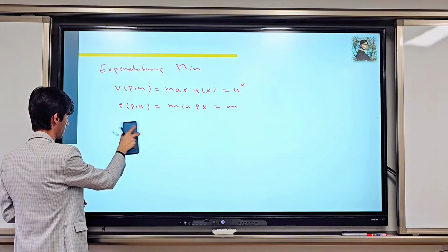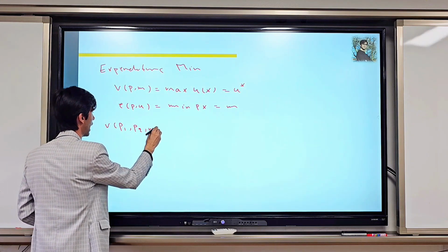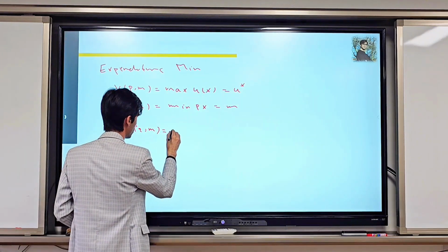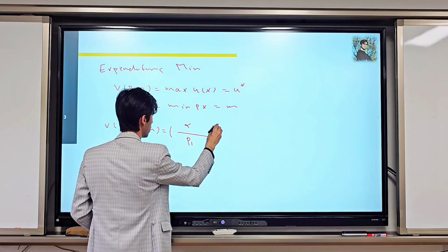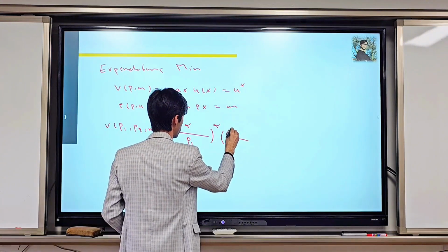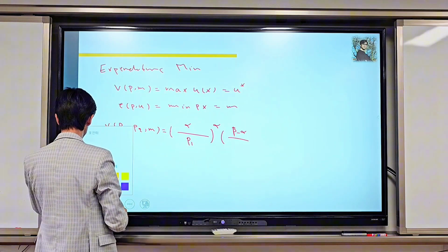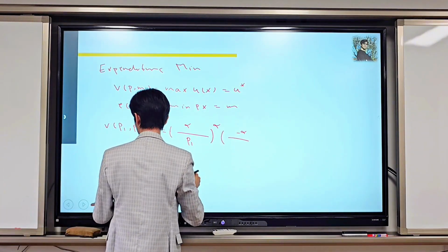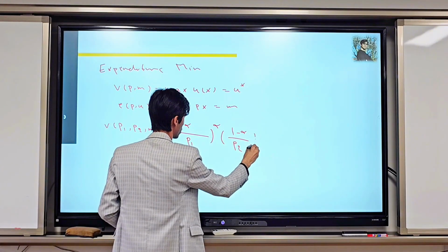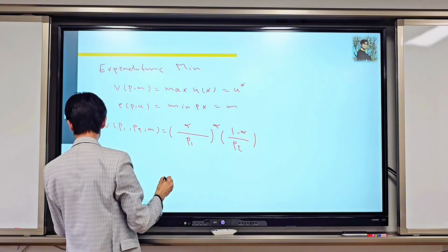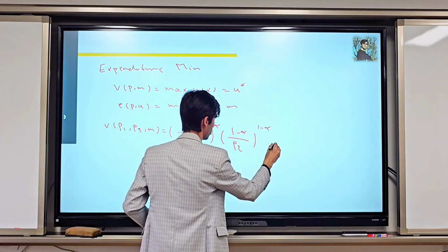So let me write this more precisely. V of P1, P2, and M, which was equal to alpha over P1 to the power of alpha, then 1 minus alpha over P2 to the power of 1 minus alpha, multiplied by m.